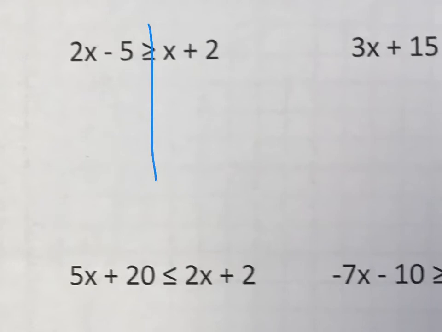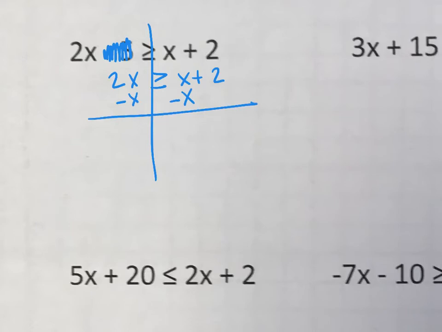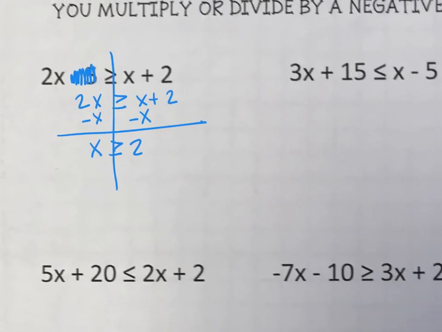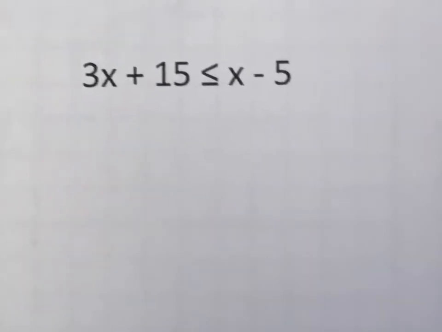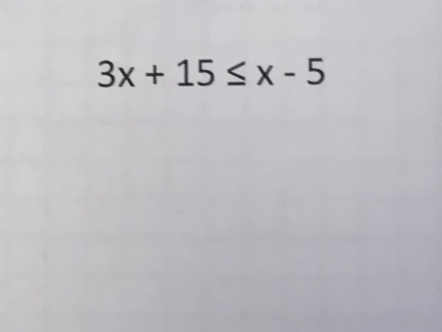Okay, so I am going to take this away. Okay, so we have 2x. I'm just going to rewrite it. 2x is greater than or equal to x plus 2. So I'm going to move my x's together. So I'm going to subtract x, and we get x is greater than or equal to 2. So that wasn't too bad once I took that extra off. And we're just doing that to make it a little bit shorter.